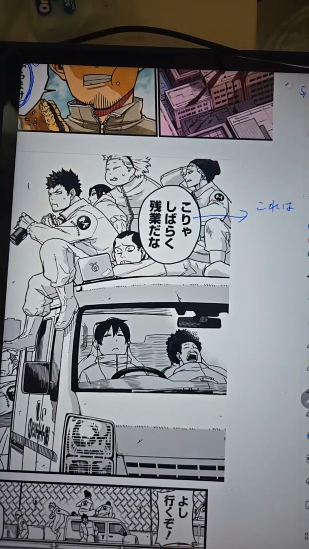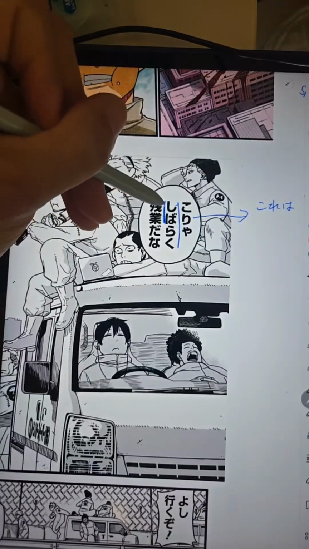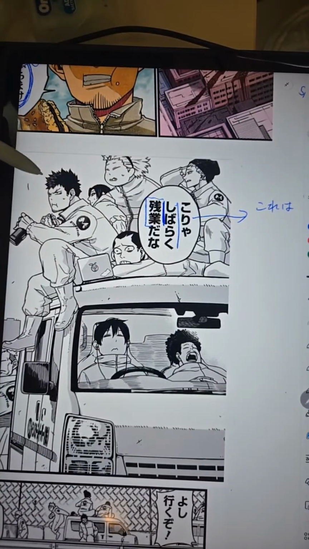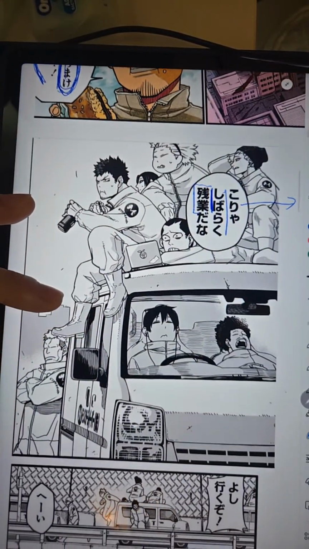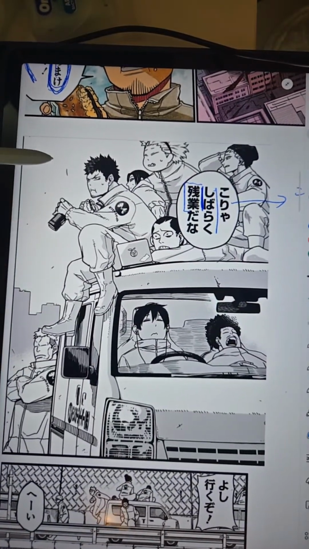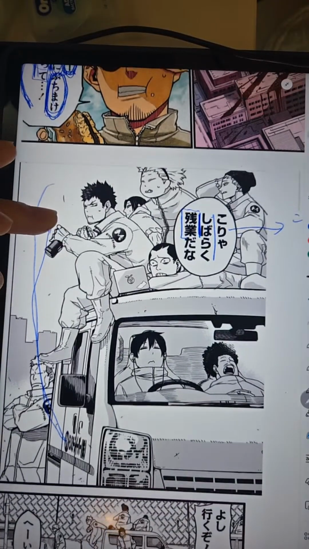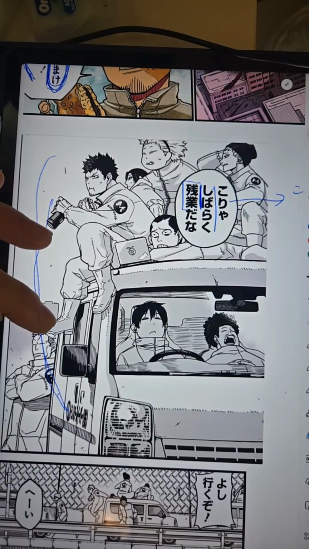Yeah, これは when you try to say fast, こりゃしばらく for a while, 残業だな。残業, overtime work, だな。So with this, you can translate as, "Shit, we're gonna have some overtime work today, right?" So I guess this team is the team to clean the mess after monsters die. So that's why they're lamenting.